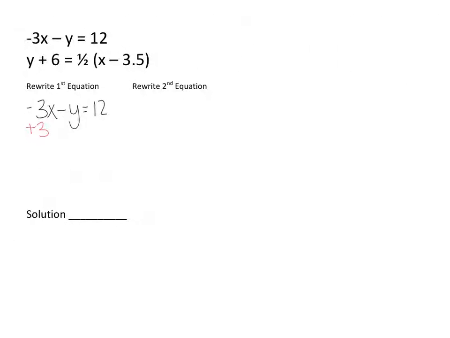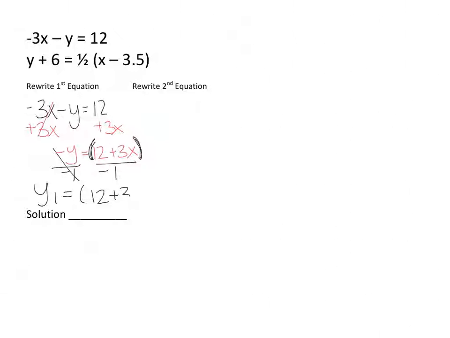First we move the x's when we're in standard form, so we'll add 3x. And then we'll have -y equals 12 plus 3x. And so we have to divide by -1 to get y by itself. Remember, this will be what goes in y1. And we want to put parentheses around the top of the fraction so the calculator knows that everything on the top of the fraction needs to be divided by -1.